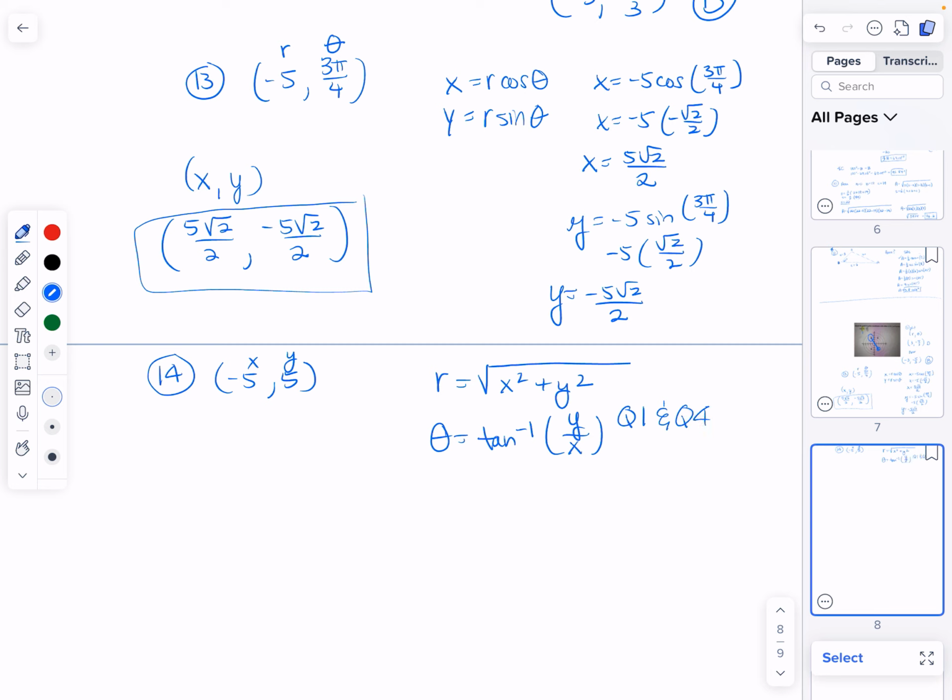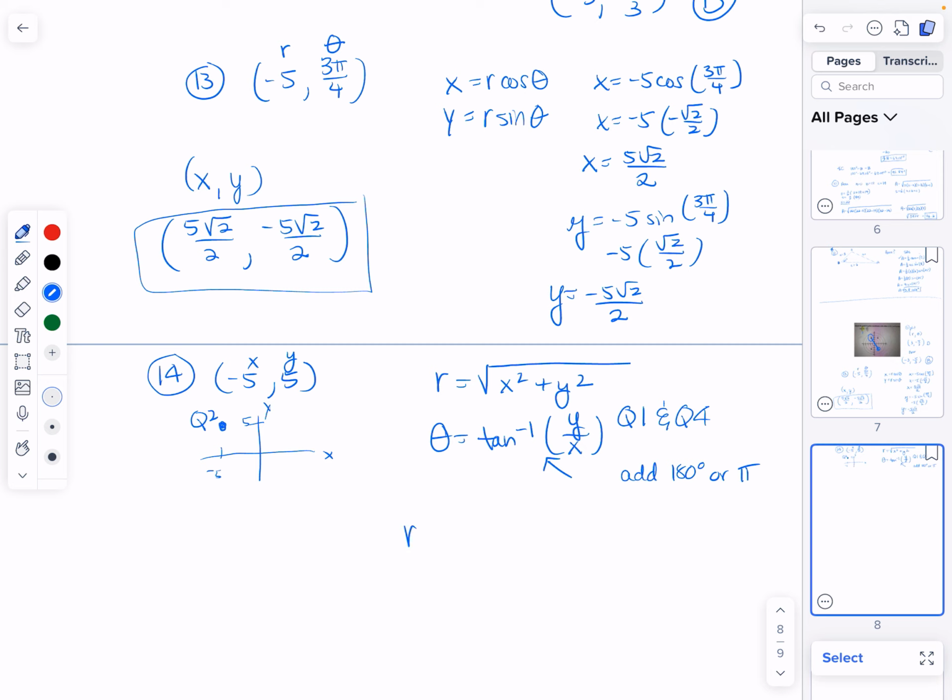So first things first, I've got to figure out what quad I'm in. So negative 5, positive 5 would be over here. So I'm in quad 2. So therefore, if I'm in quad 2, I'm going to have to add 180 degrees or pi to whatever answer I get when I find theta. Okay? So if you're in quad 2 and 3, you have to add 180 degrees if you're in degrees, or pi if you're in radians.